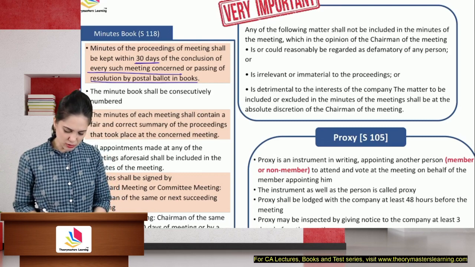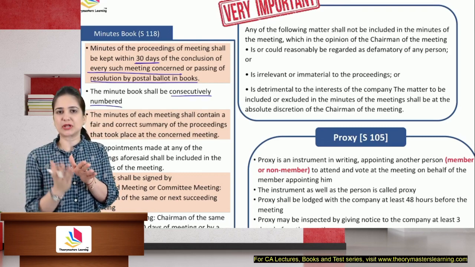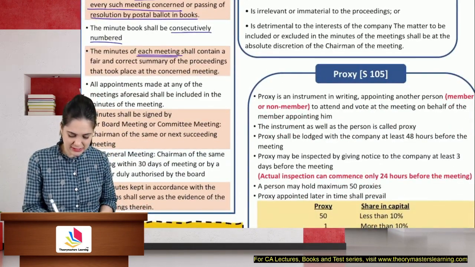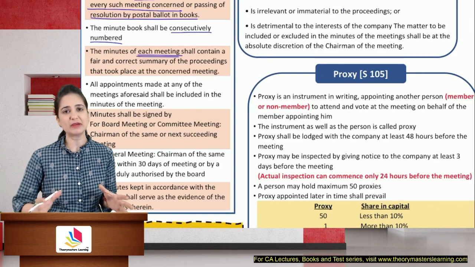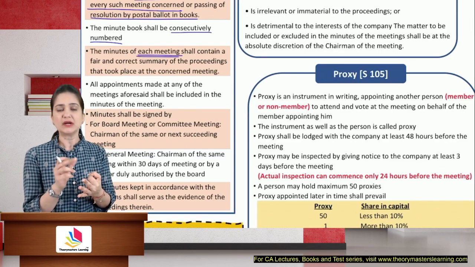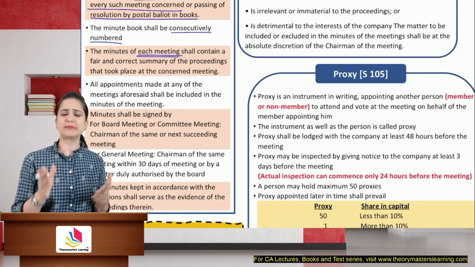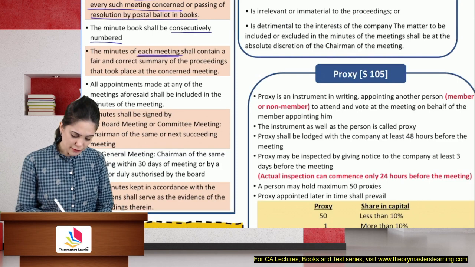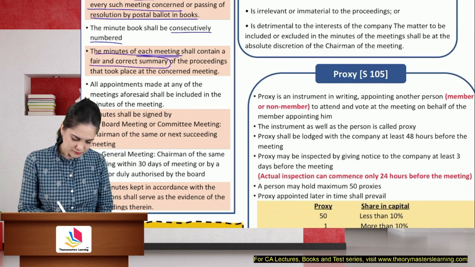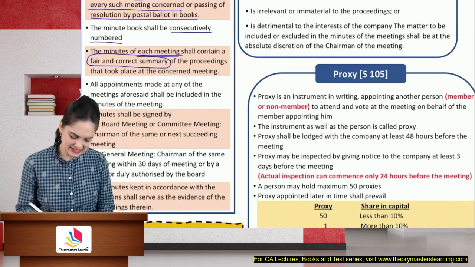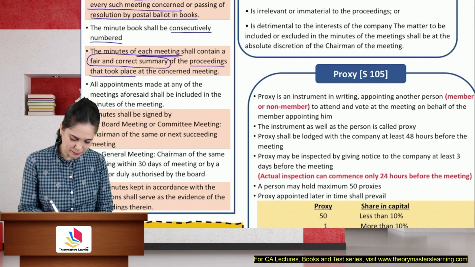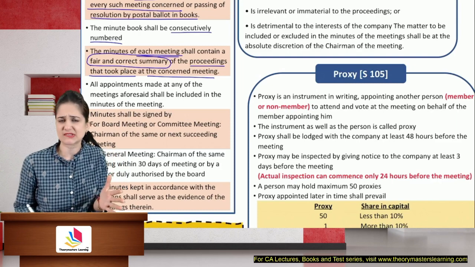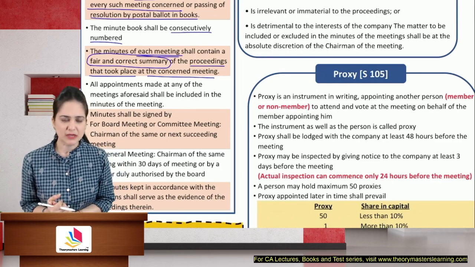The minutes book shall be consecutively numbered. It means all the pages shall be serially numbered. Minutes of each meeting. Now each meeting means that you need to prepare minutes of every meeting, like the board meeting, committee meeting, then you have annual general meeting, extraordinary meeting, class meeting. Minutes will be prepared for every meeting, containing fair and correct summary of the proceedings that took place at the concerned meeting. Correct and fair, it means that whatever important was discussed in the meeting, everything is maintained in the minutes book.